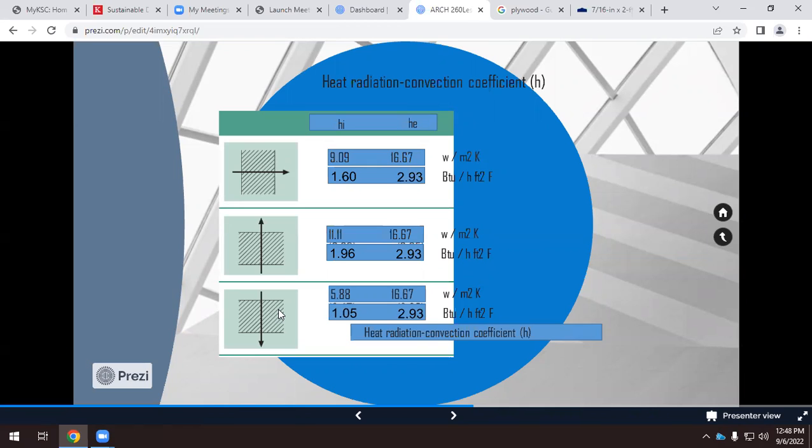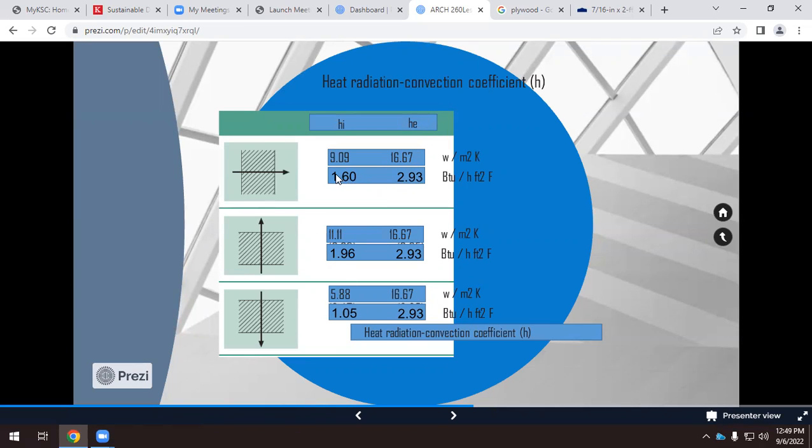Okay, it's not that difficult because, as you can see, the external value is always the same. It's always 2.93 BTU per hour feet squared Fahrenheit. So this value is always the same. We have two units here, international and imperial. We are working with imperial units, and you don't have to know these numbers by heart. If we have exams, it's always an open book exam, the final or the midterm, open book, open laptop. So you have access to these values, you don't have to learn them.